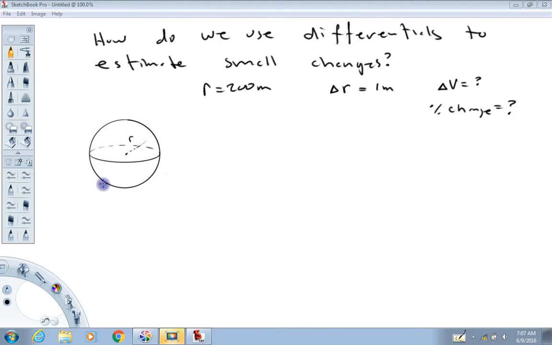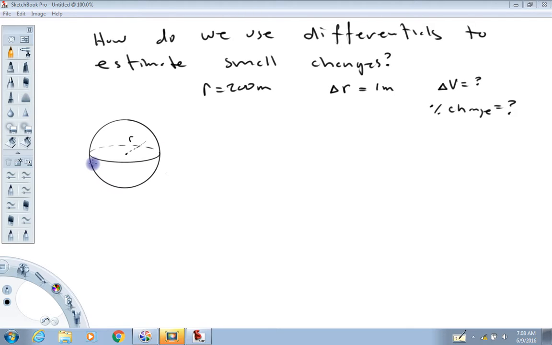Here we have a sphere, and imagine that we have a sphere with a 200-meter radius. And this sphere is going to have a certain volume. What we're going to do here is estimate the change in volume if the radius changes by 1 meter. Now don't worry about where we would find a perfect sphere with a 200-meter radius. Maybe it's a mini Death Star or something. That's what this actually is, in reality not important.